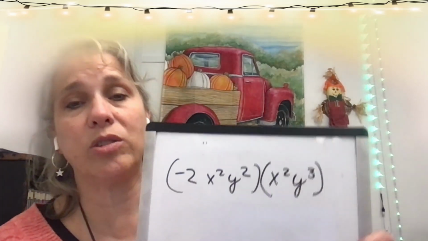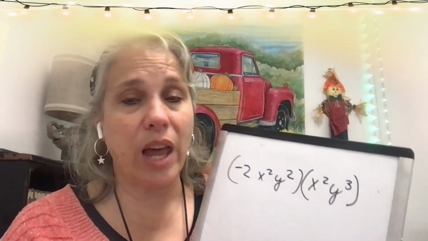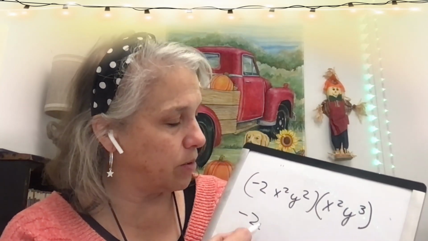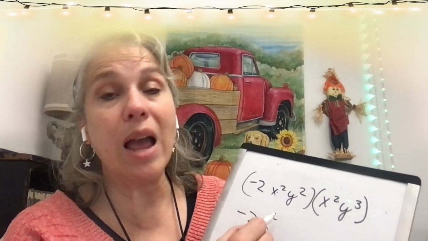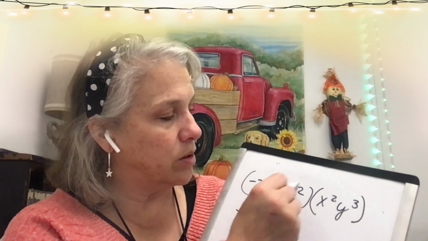All right, so now we're moving on to the next one, number 7. I have negative 2x squared y squared times x squared y cubed. Again, I'm multiplying, so I can combine like letters, okay? So there's no other whole number, so negative 2 is going to be the number in the front. X squared times x squared is x to the, that means we add exponents.